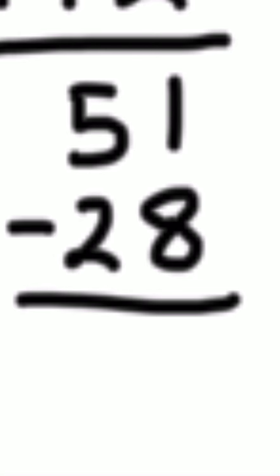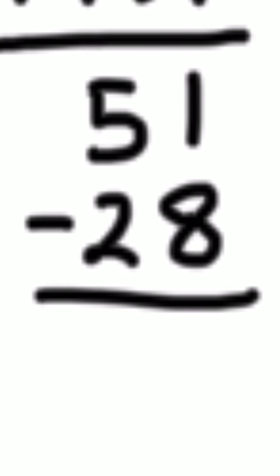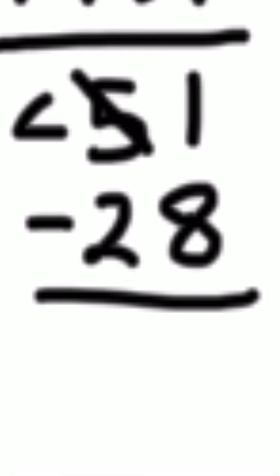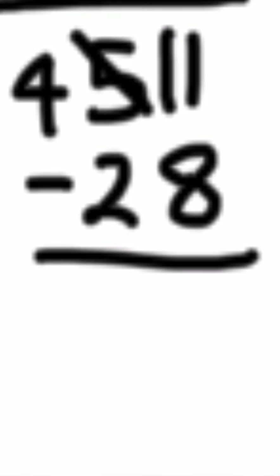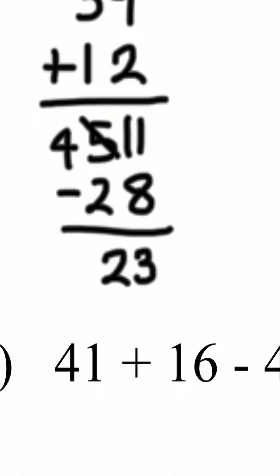Since 8 is larger than 1, we have to borrow from 5, and 5 would change to 4, and then 1 would change to 11. So 11 minus 8 would be 3, and 4 minus 2 would be 2. So the answer is 23.